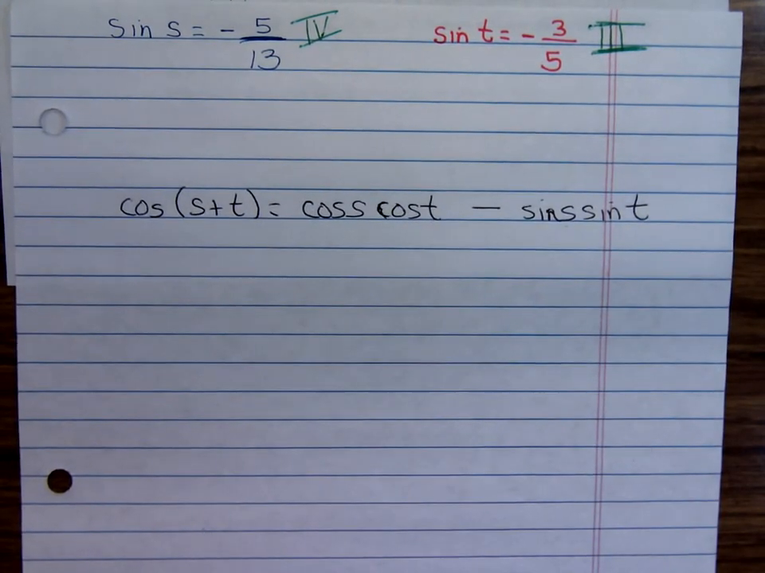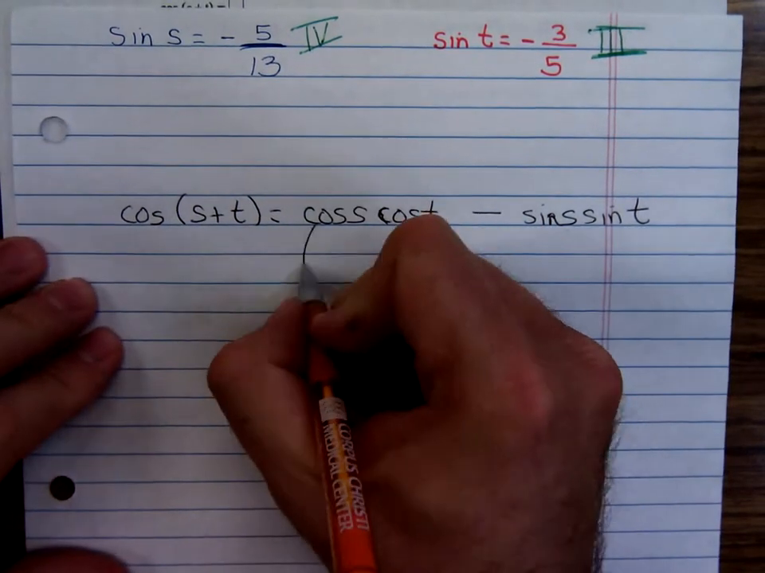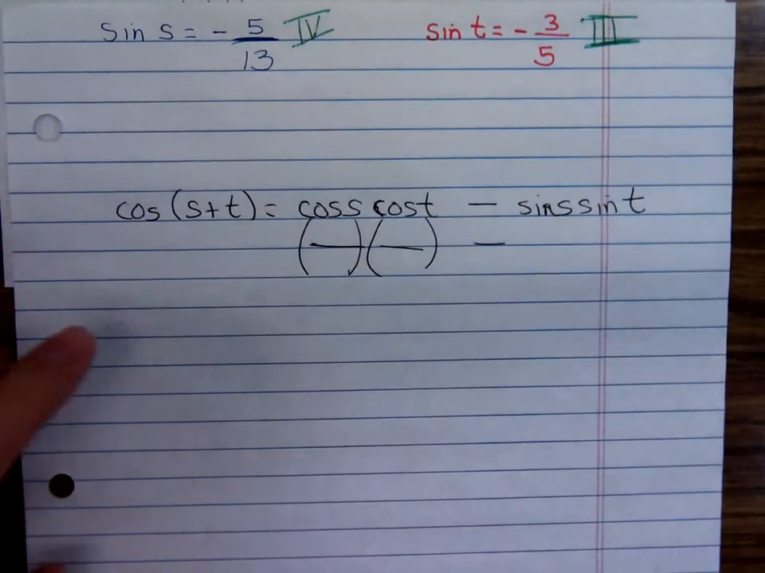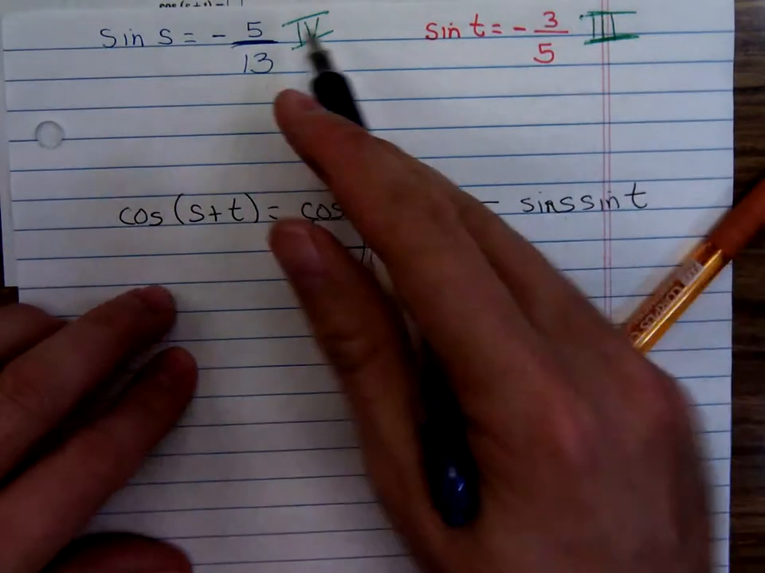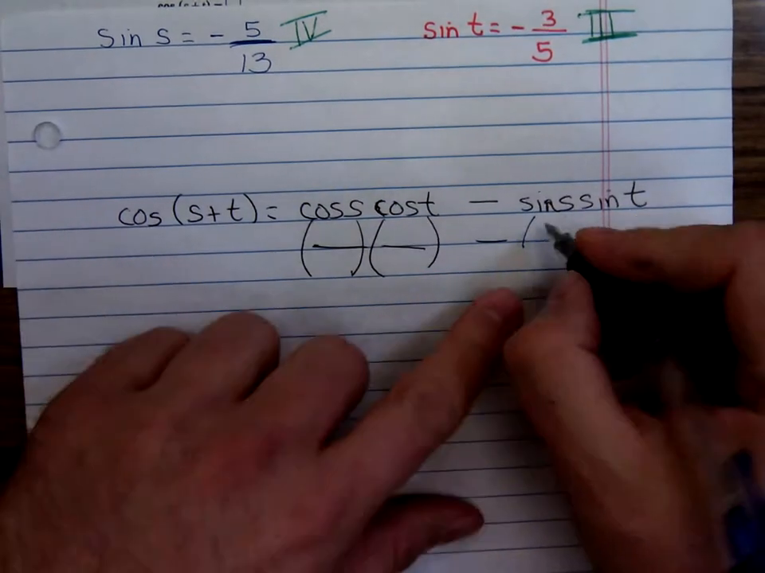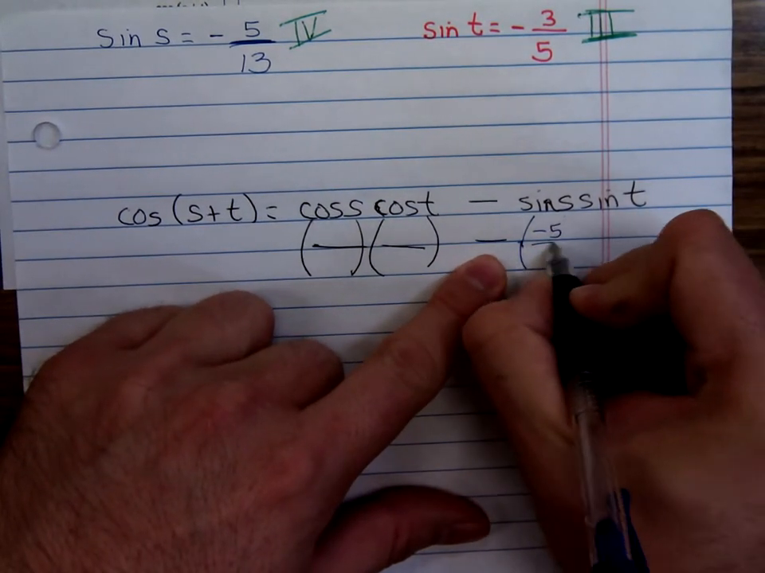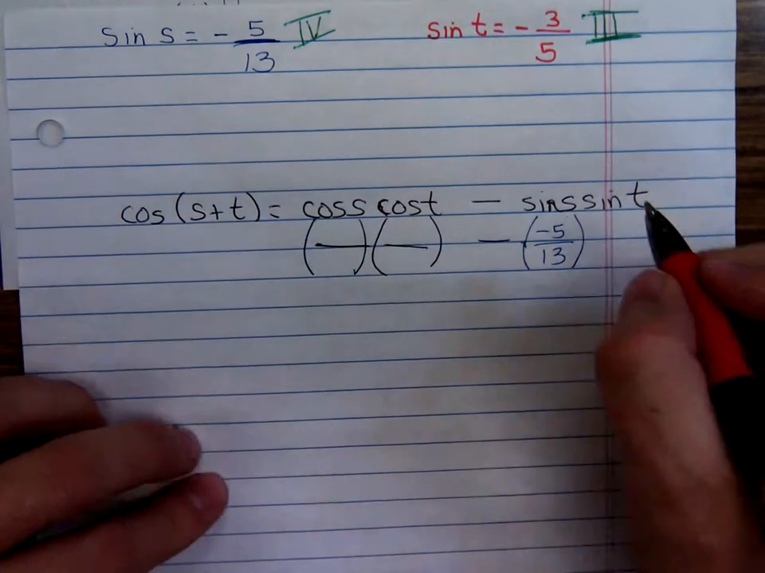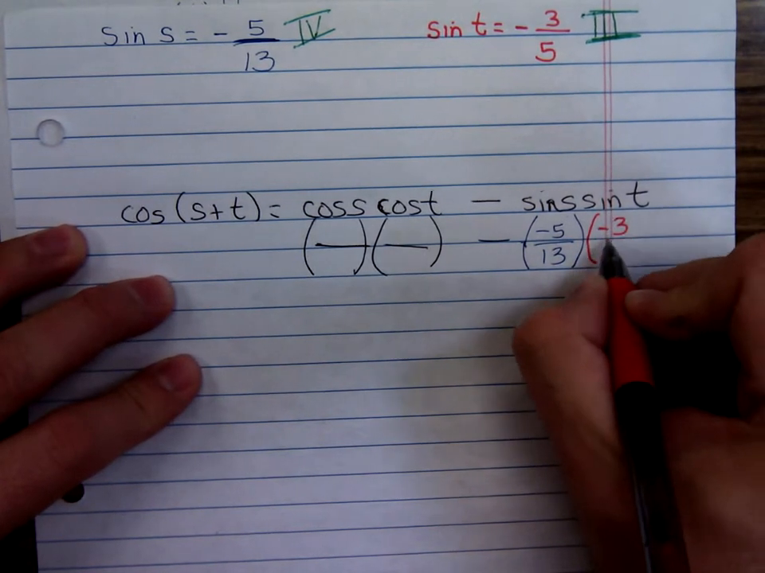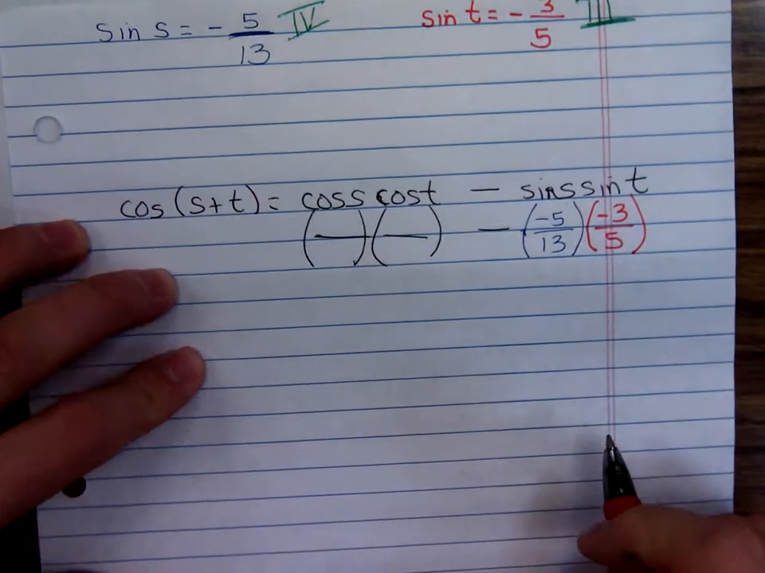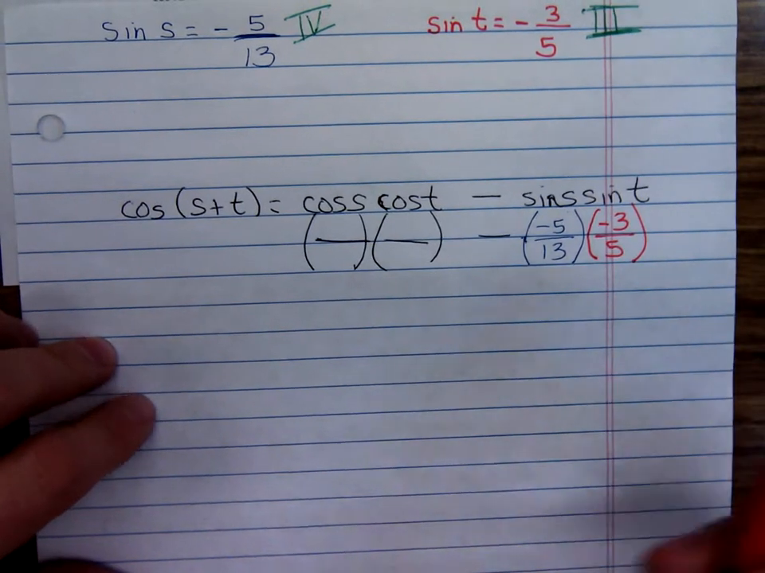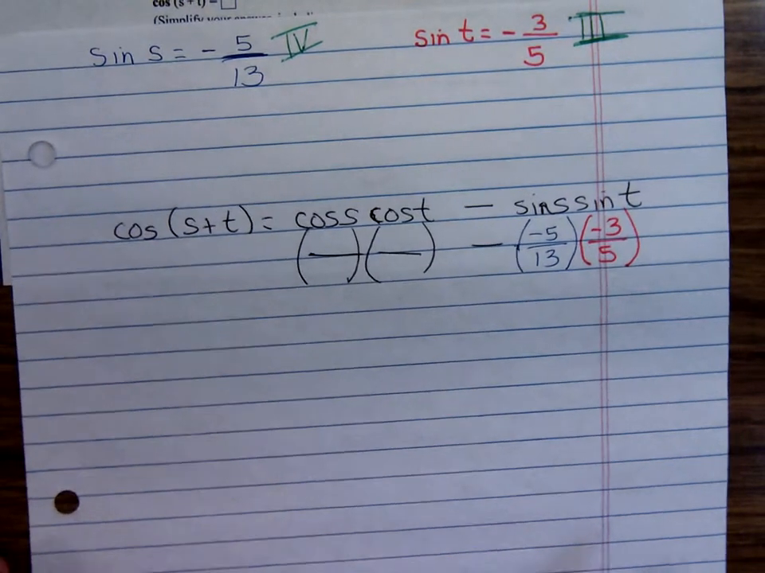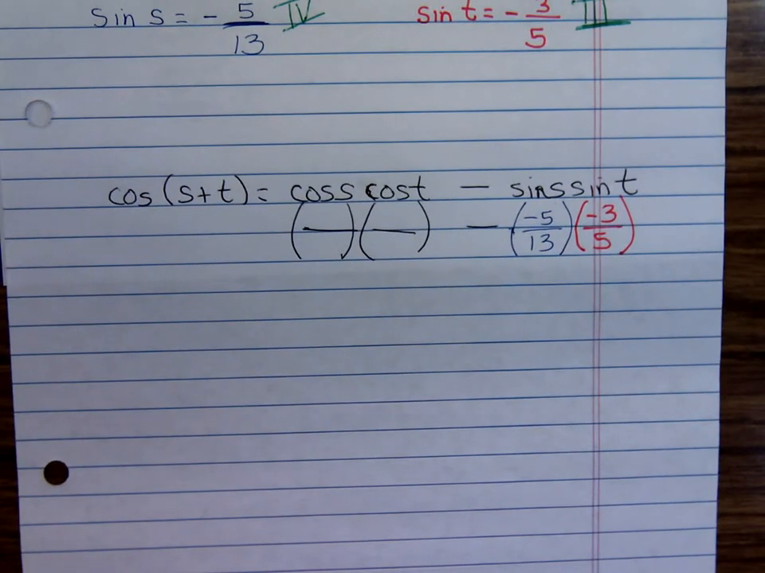Well, there are several ways you could do this. Right off, we know sine s, we were given it. It's negative 5 over 13. And we also know sine t is negative 3 over 5. Too bad we weren't told cosine s and cosine t, but we were given enough information that we could find them.